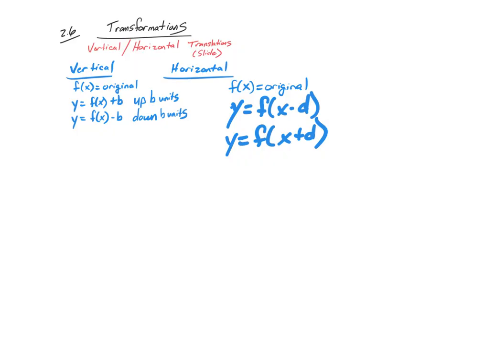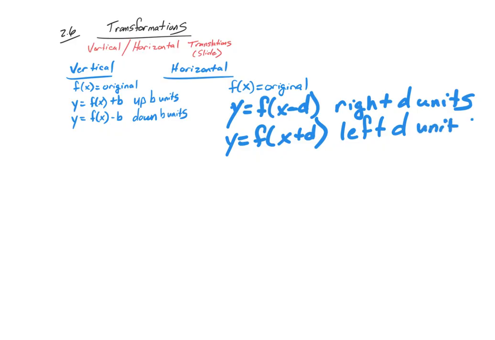If I did x minus d, when we see minus, we typically think we're going to move it horizontally to the left. But it's actually opposite of what we think. So this is going to go right d units. Is that a multiplication sign? Minus sign, sorry. Yep. And then left d units. So it's going to be opposite of what we think. When it's on the inside, we think opposite.